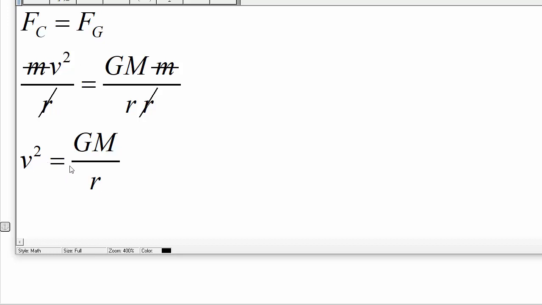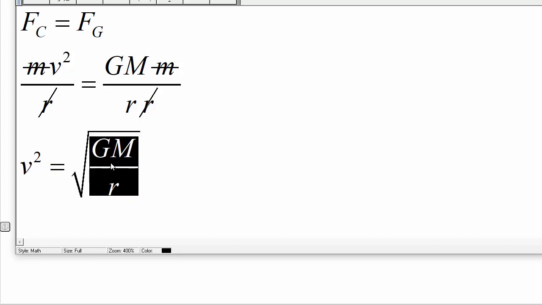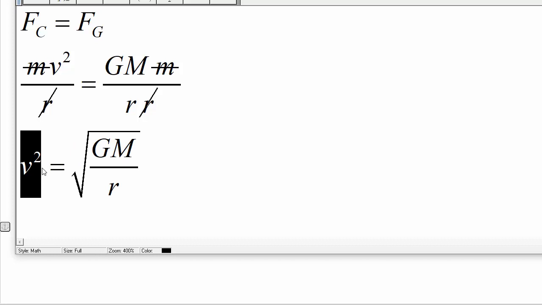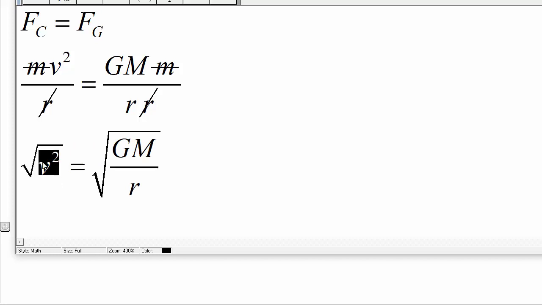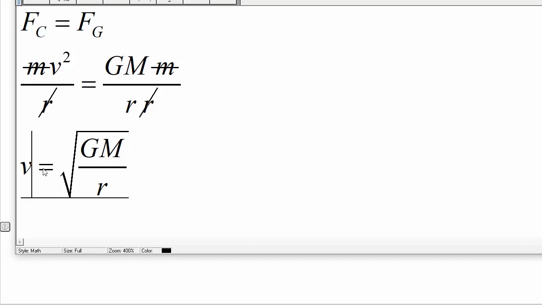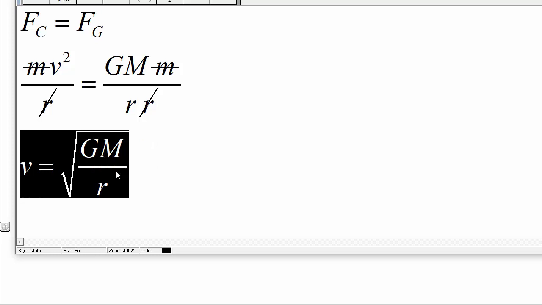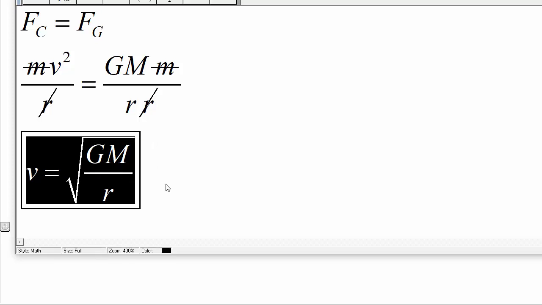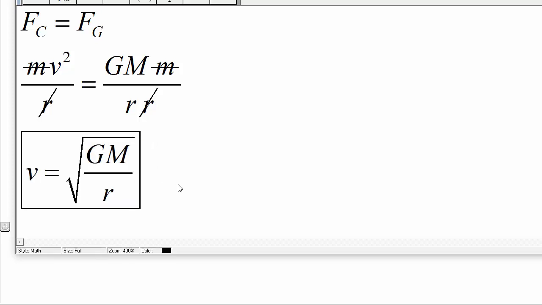And of course I don't want v squared, I simply want v, so we're going to take the square root of both sides. And taking the square root of something that's squared, the square root of v squared simply leaves us with v. And here's our circular orbital velocity equation.